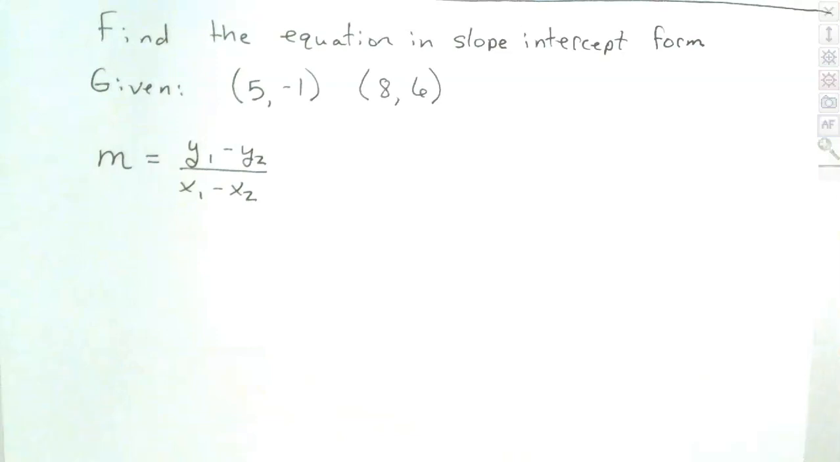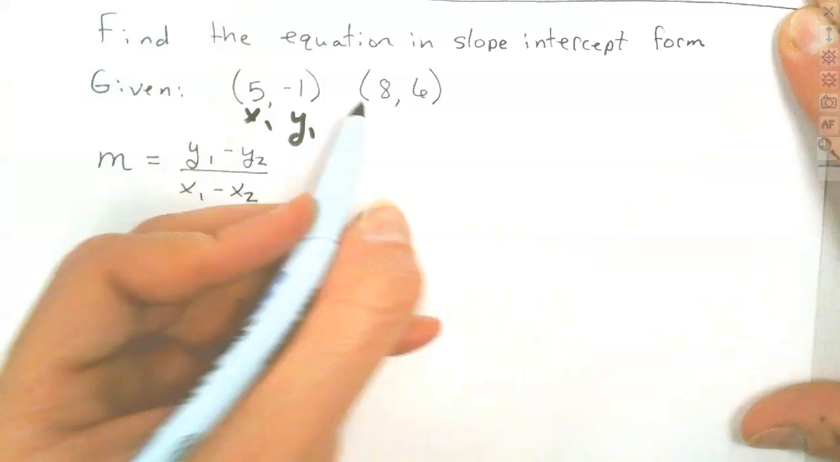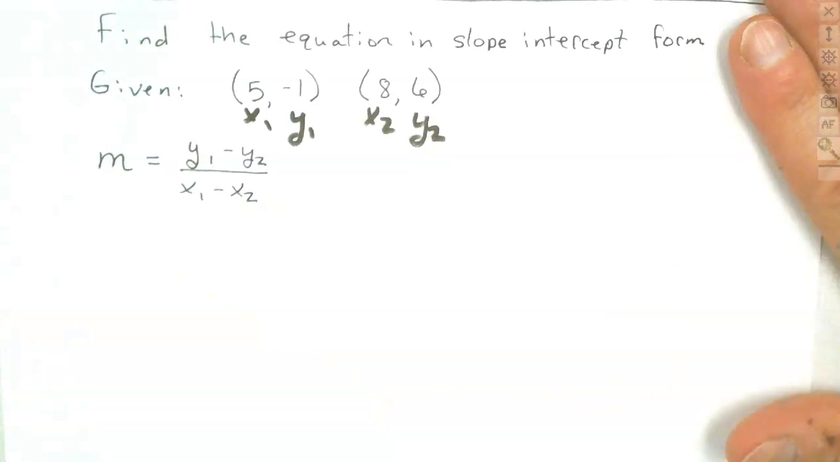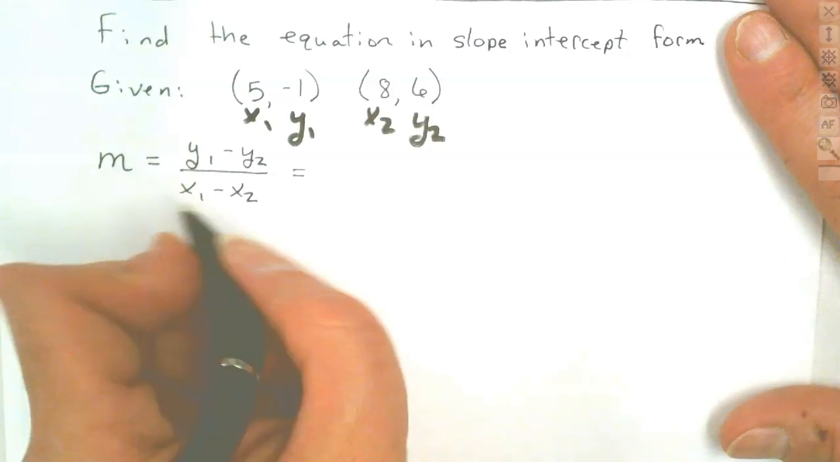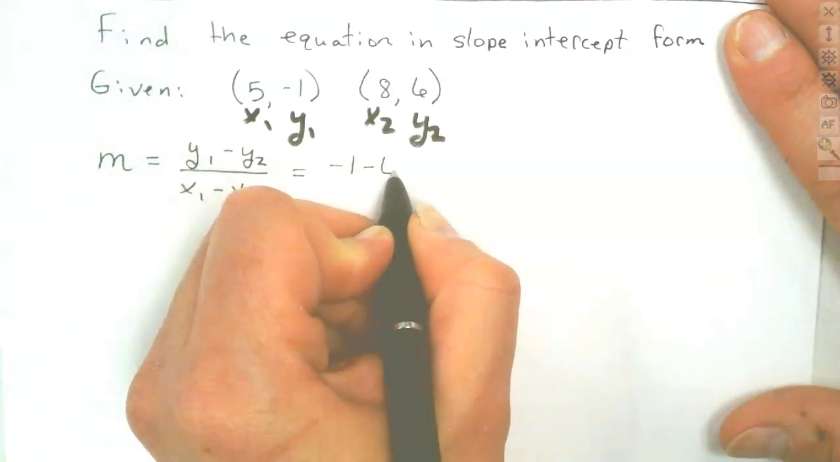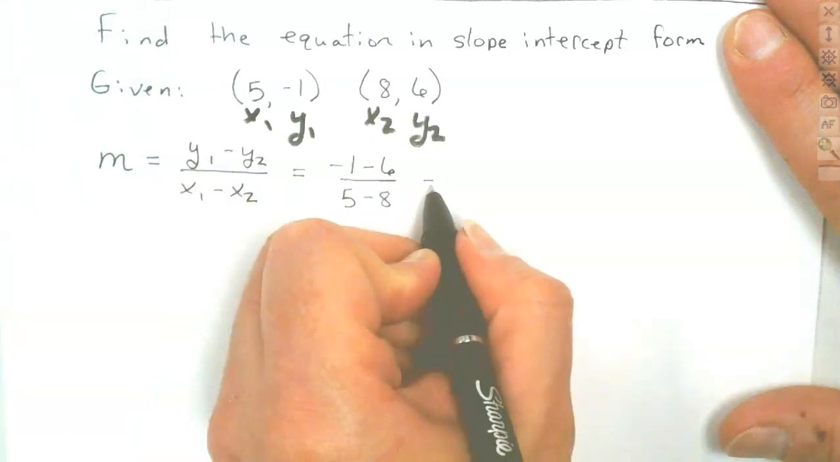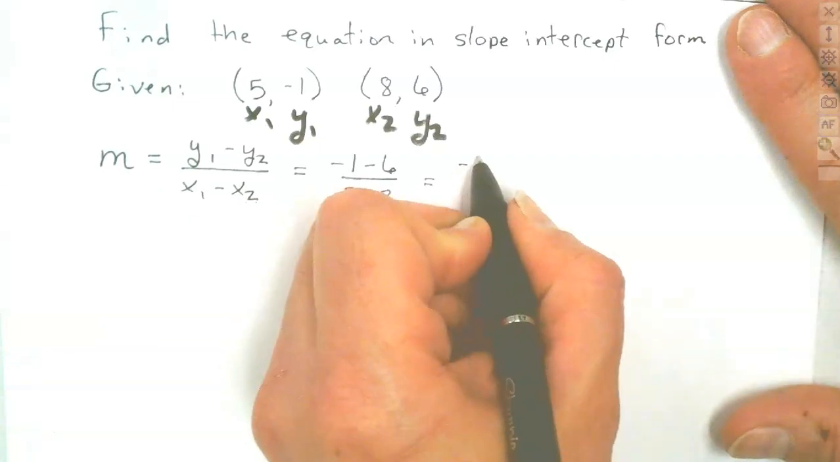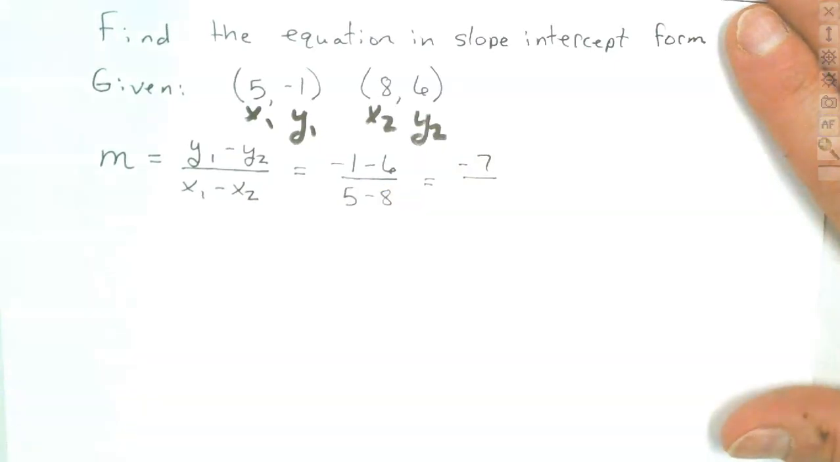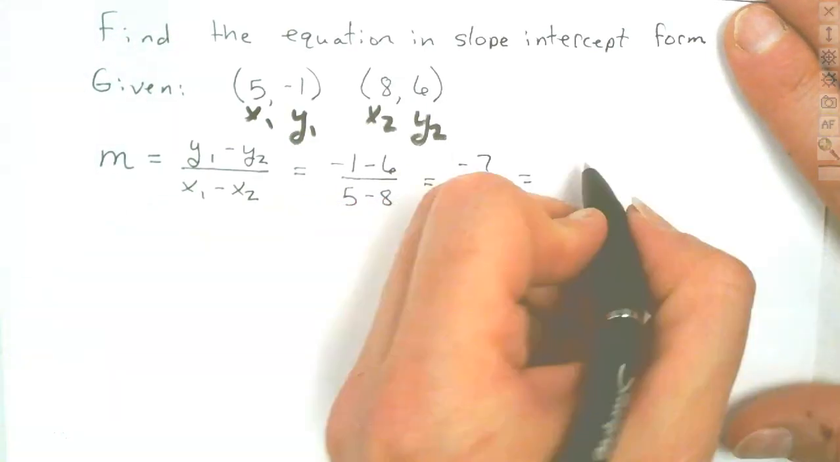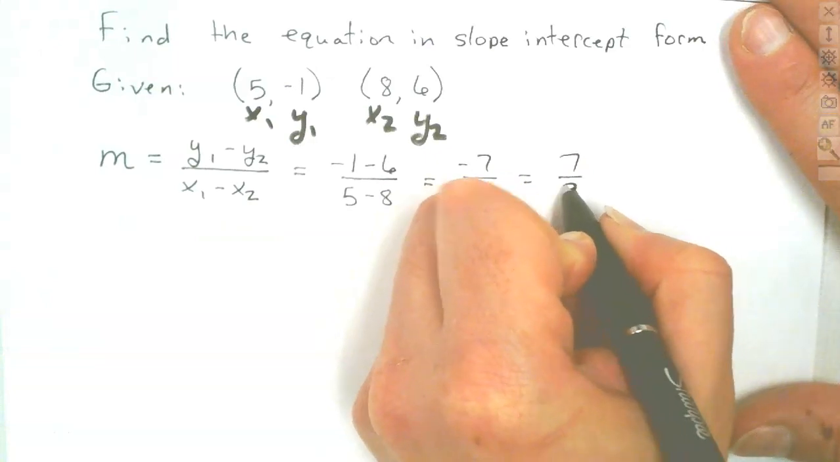Label those ordered pairs, x1, y1, x2, and y2. Plug our values in. Watch out for double negatives if we have any. And so we've got minus 1 minus 6 over 5 minus 8. Minus 1 minus 6, that's a minus 7. And 5 minus 8, that's a minus 3. Negative over negative makes it a positive 7/3 then.